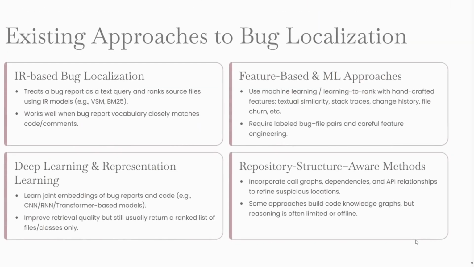Traditional IR and ML-based bug localization rely heavily on textual overlap and handcrafted features, and often stop at a ranked list of files. New deep models improve semantics but rarely combine rich repository structure with LLM reasoning. Insight aims to bridge that gap.